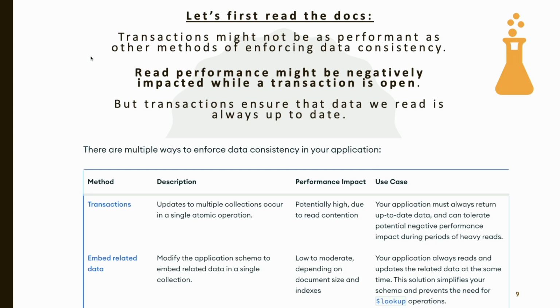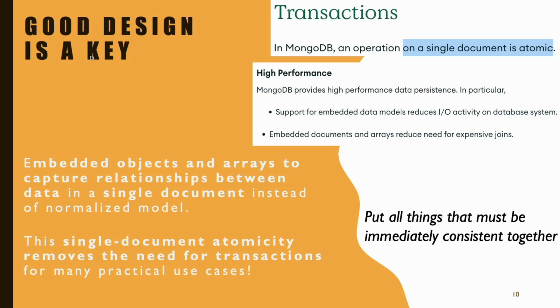So we can just embed related data together. Compared to SQL, where we have multiple tables that we manipulate and change together, in Mongo we can just put them inside one collection, inside one document, so just inside one object. And then the performance impact should be much lower, maybe low, maybe moderate, depending on how big the document is.